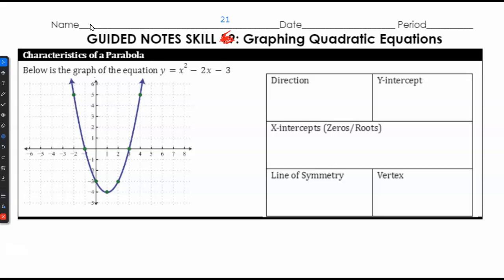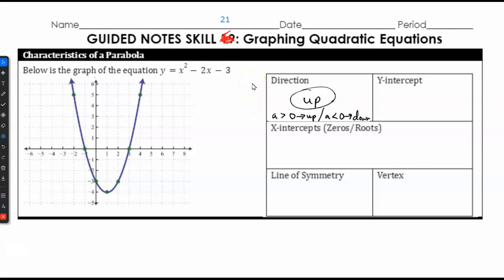So let's review what we already know about parabolas. We know some characteristics about parabolas from the last section. For example, this one, we know the direction is up because a is greater than 0. A is the number in front of the x squared, right? So it points up. If a was less than 0, it would point down. It would be flipped over.